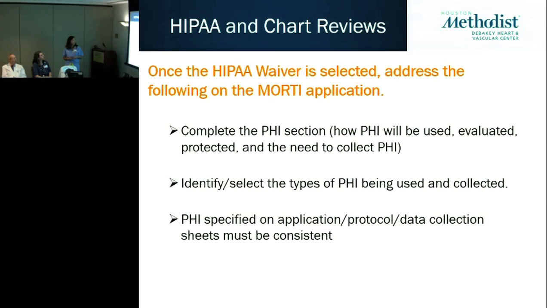Once the HIPAA waiver is selected, we're going to complete that PHI section on the Mirth application. So make sure you're doing that. You want to select, remember those 18 identifiers. You want to make sure you're putting exactly what you're going to identify. And like I said before, make sure it's consistent on your data collection sheets. If you're saying that you're not collecting date of birth or names, and then the IRB has your data collection sheet that says you're collecting that, then there's a problem.